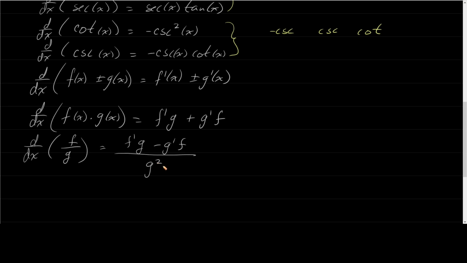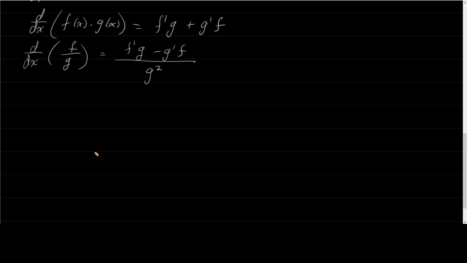Notice here that the numerator is essentially the product rule, but with a minus, so it becomes easier to remember it this way. Now, as far as proving these rules, you should have done that at some point in calculus, in Calc 1.